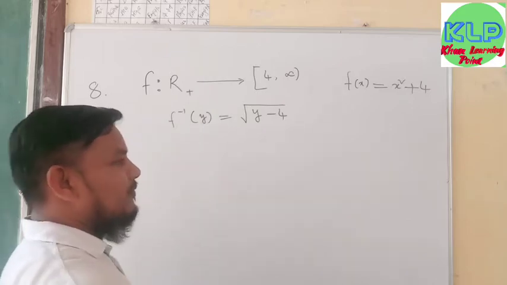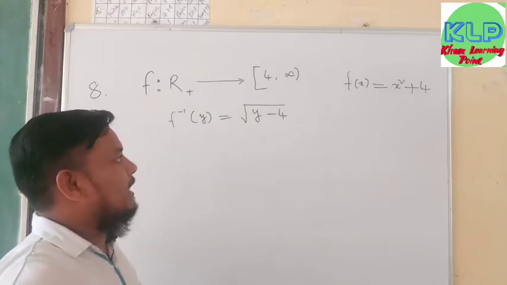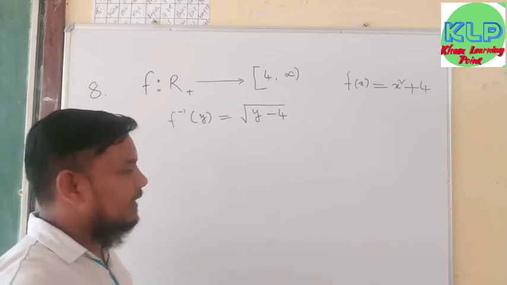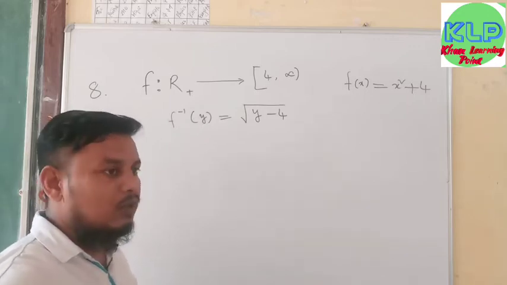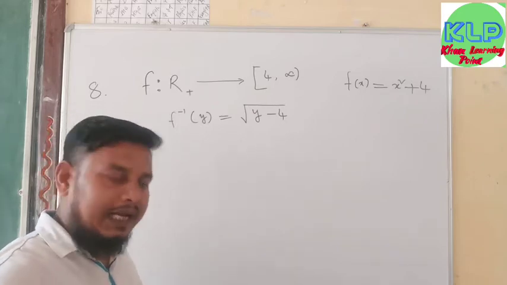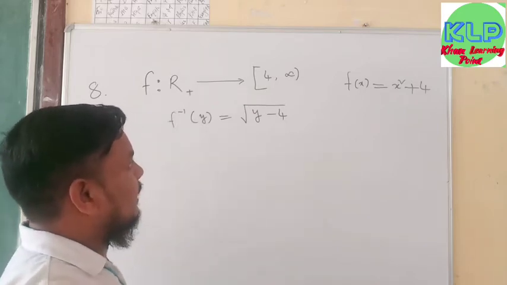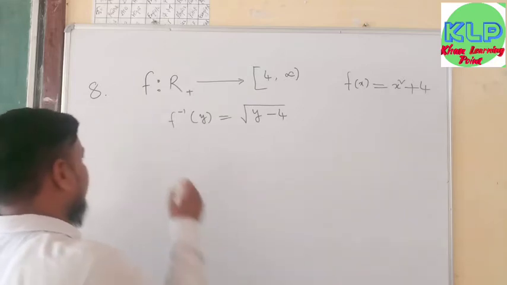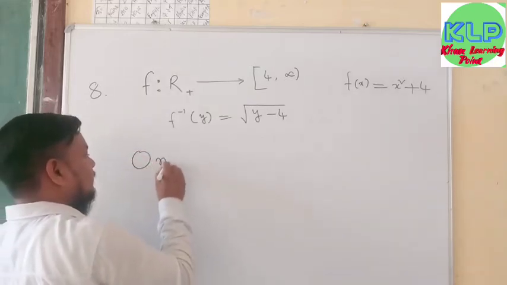So to show that f is invertible, we must show that f is a bijective function, that is f is both 1-1 and onto. तो हम लोगों को क्या प्रूव करना है? First f is both 1-1 and onto. तो पहले हम लोगों को f को 1-1 show करेंगे. Okay, 1-1.